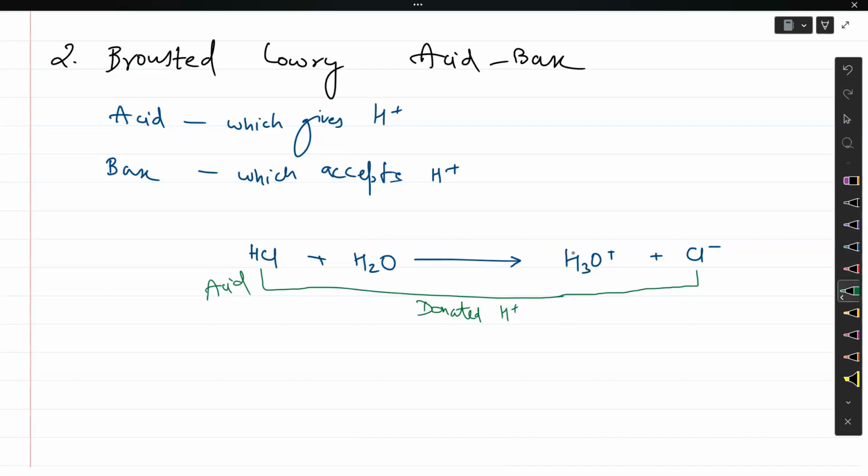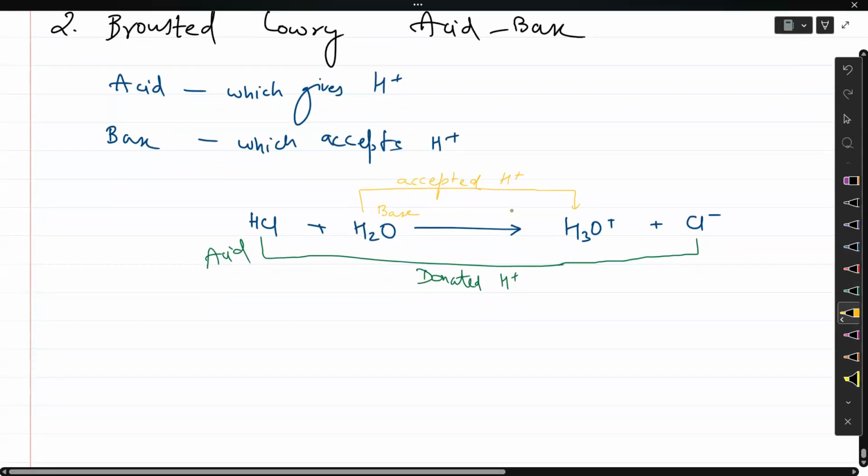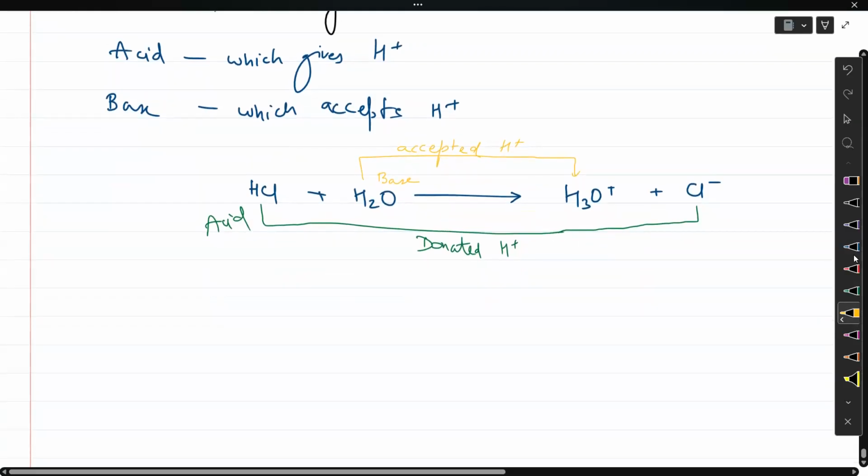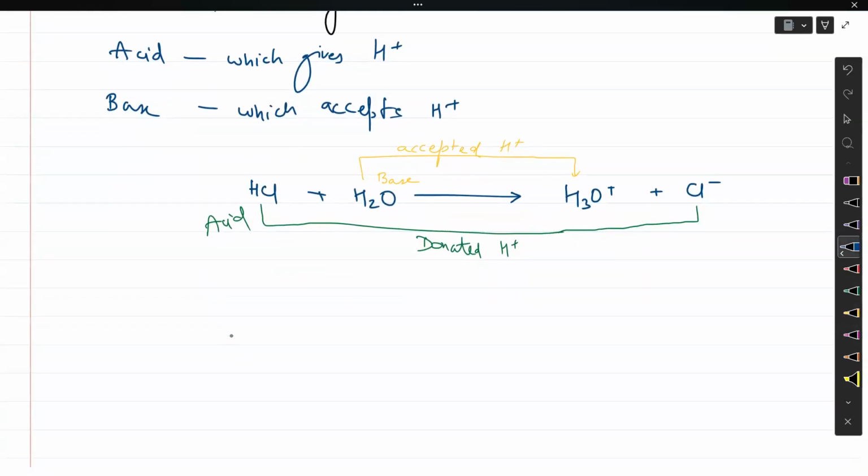बात समझ में आई? If we see H2O, it has accepted H plus, right? H2O has become H3O plus. So we can say that it has accepted H plus. Yes or no? Yes, sir. So we will say like this: H2O is a base. Why? Because it has accepted H plus. Understood? Good.